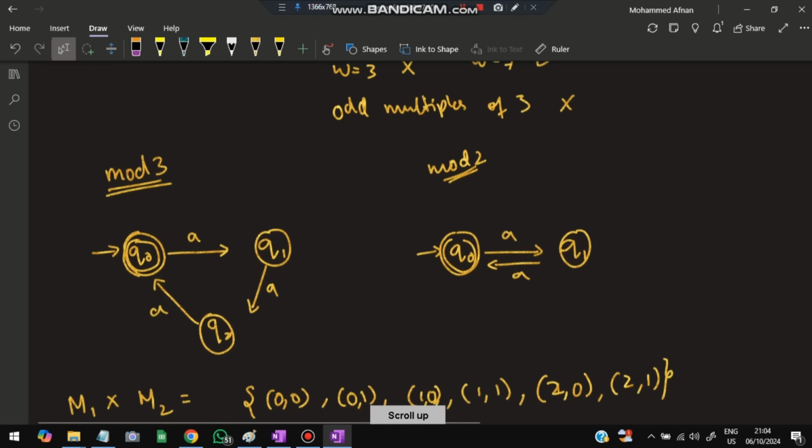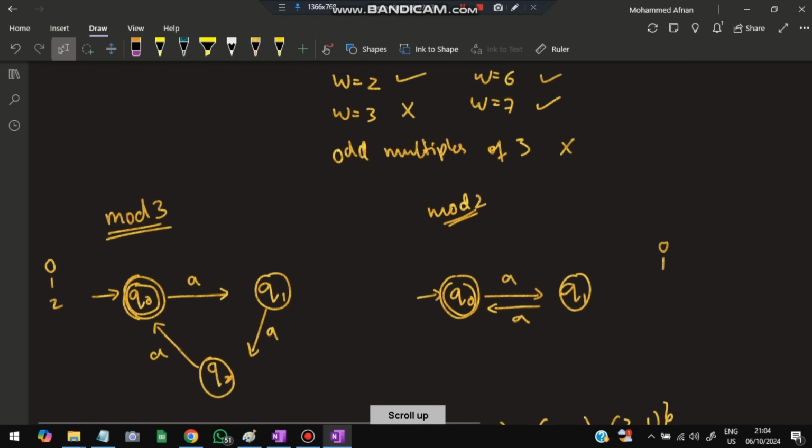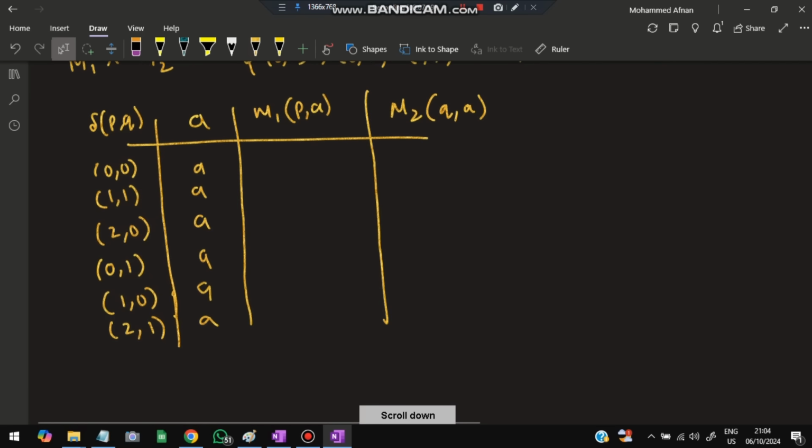So what is this 0011? See, observe carefully here. We have the remainders. In mod 3, what are the possible remainders? 0, 1, and 2. And in mod 2, we have the remainders 0 and 1. So I've made the combinations 0 with 0, 0 with 1. Then 1 with 0, 1 with 1, 2 with 0, 2 with 1, like that. Okay, so those values are written here. 0, 0, 1, 1, 2, 0, 0, 1, 1, 0, and 2, 1. And upon A is the alphabet.